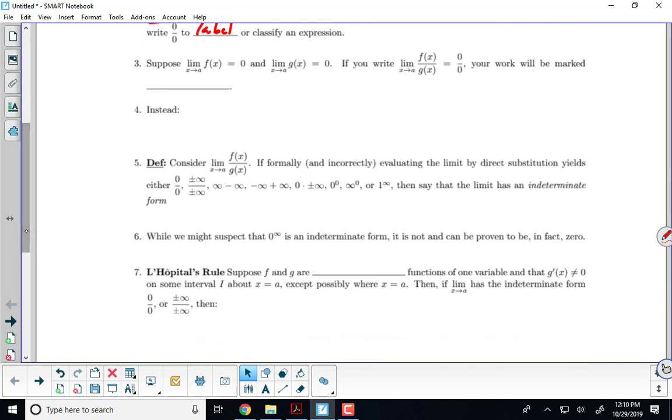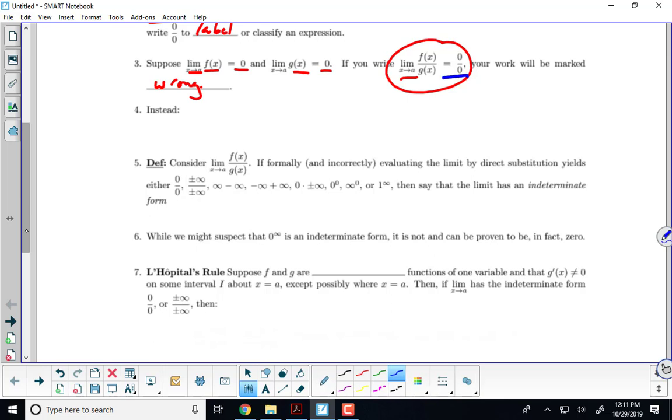Suppose the function f of x has a limit of 0 as x approaches a, and likewise as x approaches a, the limit of g of x comes out to be 0. Then if you were asked to compute the limit as x approaches a of f of x divided by g of x, and you wrote this statement here, your work would be marked wrong. I just want to clarify that: you can never write this equals 0 over 0.